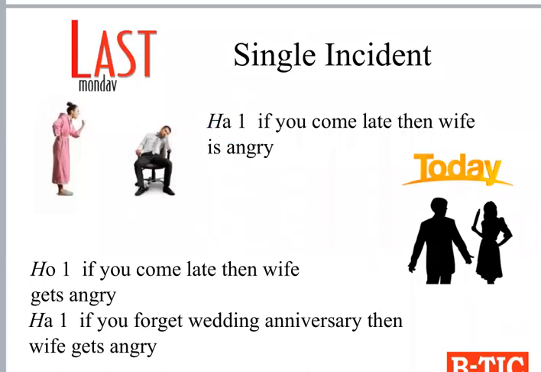And today, you came late again. When you come late today, you have two things to be tested. Number one, you came late today. So there is a theory that if you come late, you get shouted at the gate. That's one thing. And today is, unfortunately, the wedding anniversary. Okay, so two things. Now you want to make sure whether it is because I'm late, or because I'm forgetting the anniversary, or is it because of both? So you test one by one.